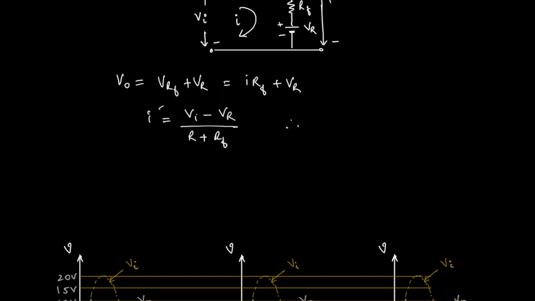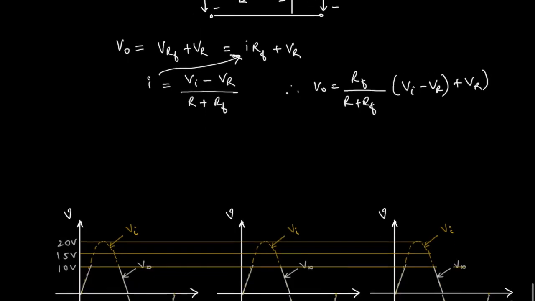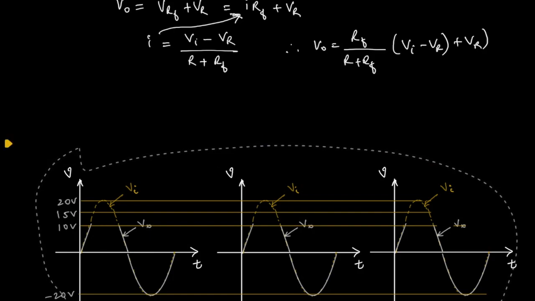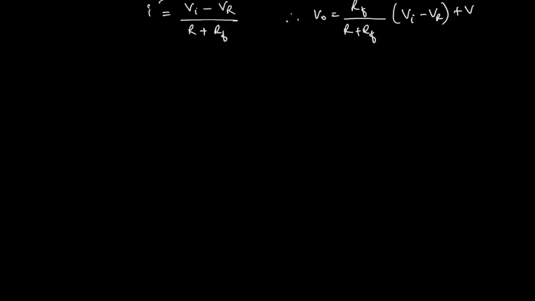So if you substitute this here, what you'll get? You'll get V naught is equal to RF as it is, R plus RF from the denominator, into Vi minus VR, plus VR. So this is a template what I have drawn. I have not yet drawn the output, so let me drag it a bit below. So we have got an equation.